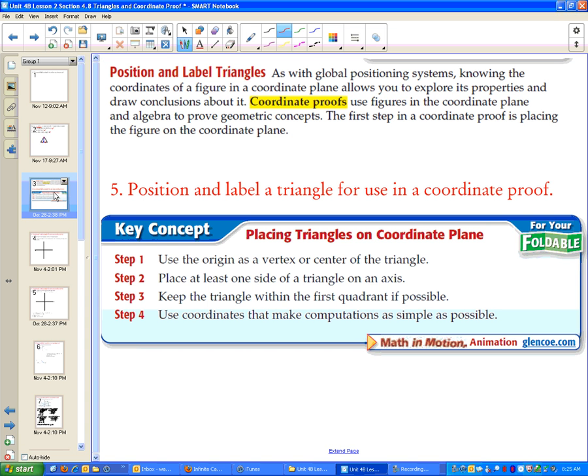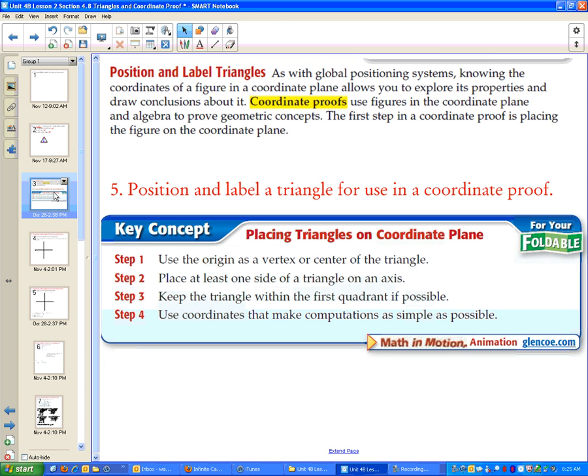All right. Now, knowing the coordinates of a figure in a coordinate plane allows you to explore its properties and draw conclusions about it. Coordinate proofs use figures in the coordinate plane and algebra to prove geometric concepts. The first step in a coordinate proof is placing the figure on the coordinate plane. So this leads us to our learning target, to position and label a triangle for use in a coordinate proof.